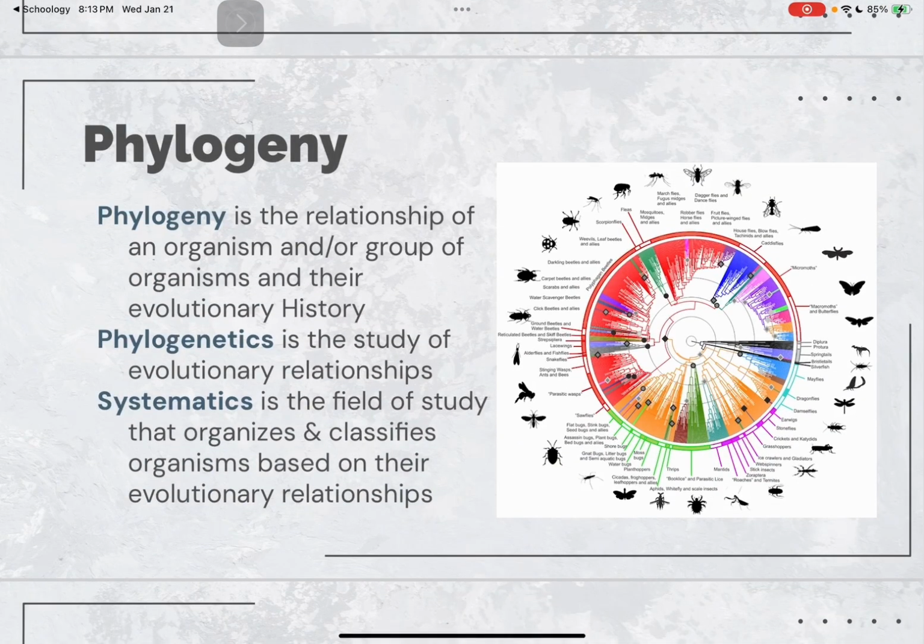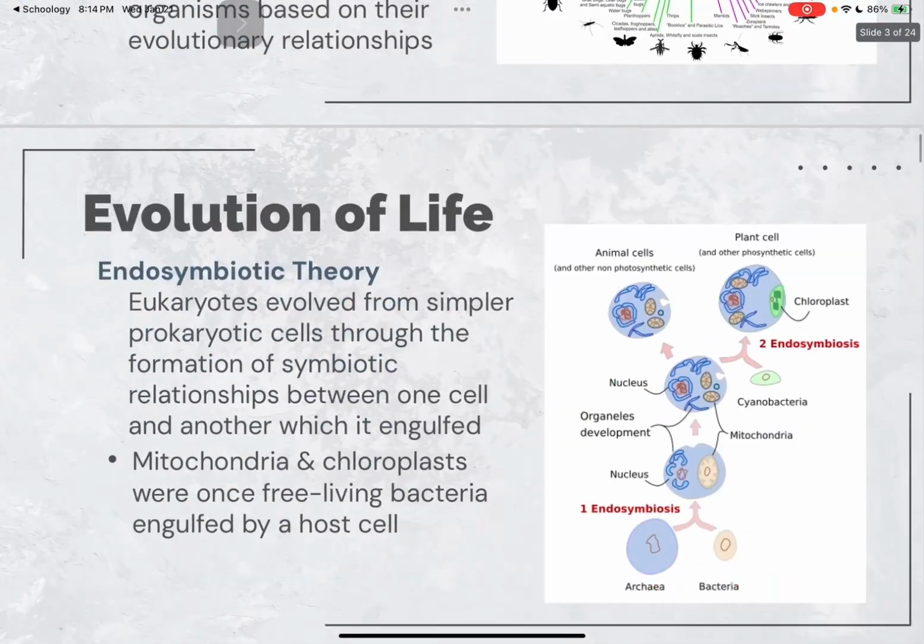So phylogeny, however you want to pronounce it, its simplest definition is the relationship of an organism and/or a group of organisms compared to their evolutionary history. Phylogenetics is the study of evolutionary relationships, and then the entire field of study is called systematics, which is the field of study that organizes and classifies organisms based off their evolutionary relationships.